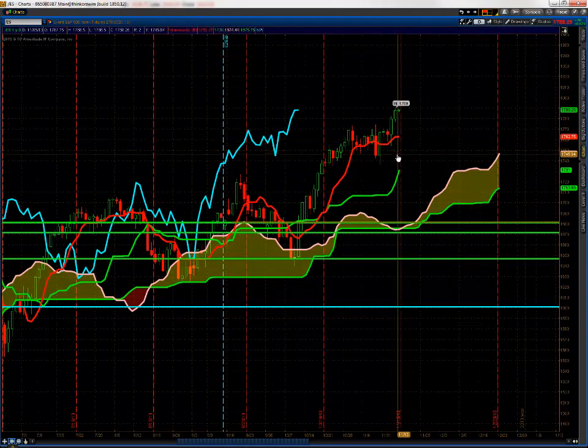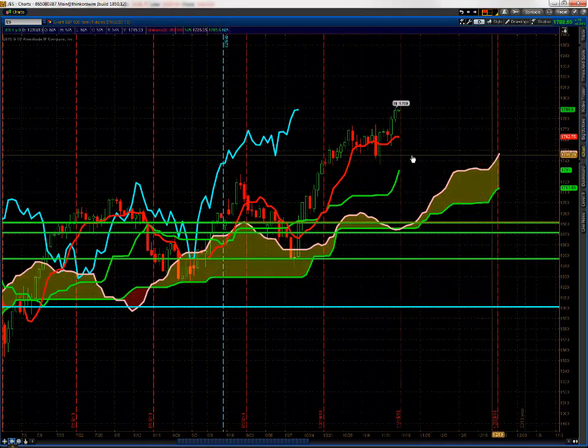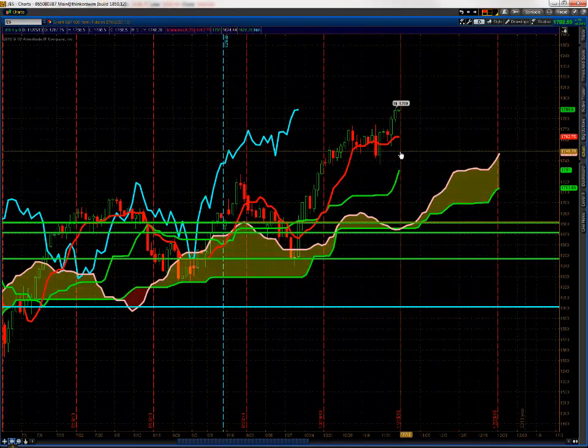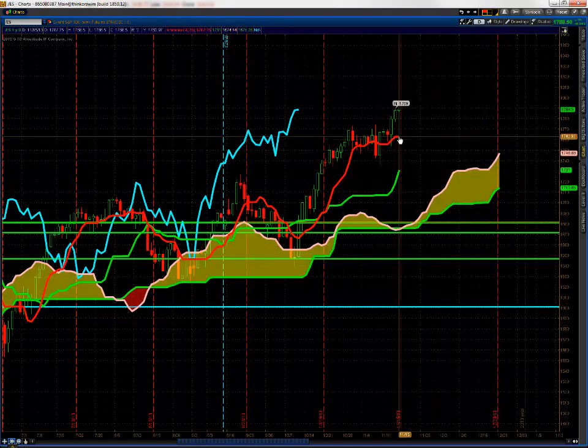The future, which are these two, the 9 and the 26 divided by 2. So you see the 9 and the 26 would be right here, divided by 2 and plotted to the future. And this one is a 50% Fibonacci, the high and low over the last 52 periods. And you say, Andrew, that was a lot of information. And yes, that was a lot of information, but just look at it simple and easy.